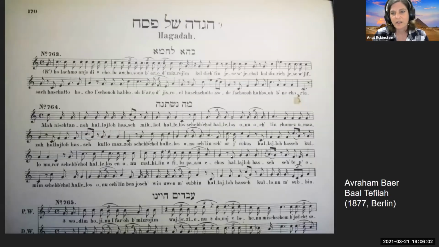So let's take a look. This is this recitation mode, the study mode, written in musical notes. This is from Baal Tefilah by Avraham Baer. He was a chazan in Berlin in the late 19th century, and he transcribed the music he heard or used in the synagogue and put it in a very large compilation. Even if you cannot read music, you can still see that these notes repeat all the time. So for example, this is Halachma.